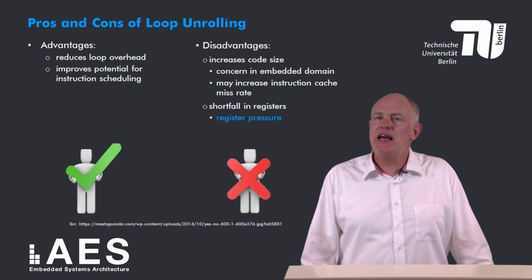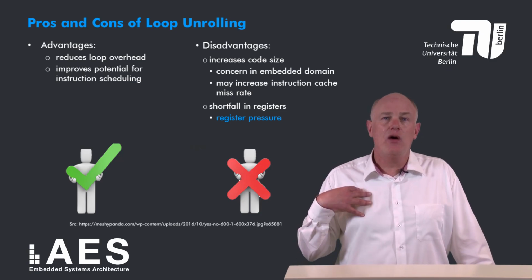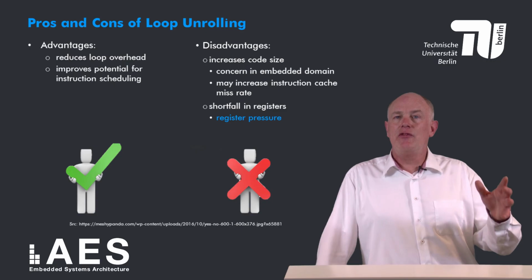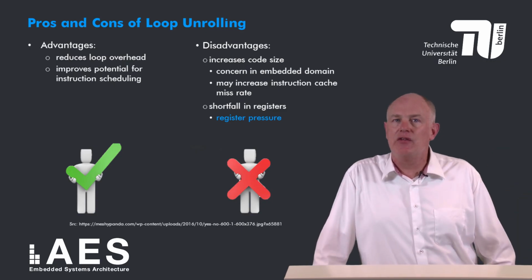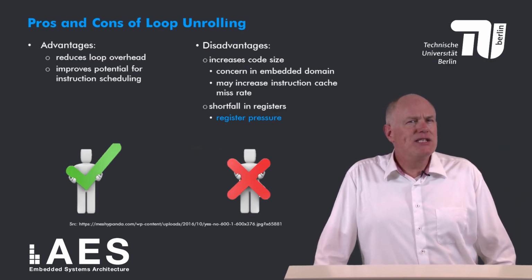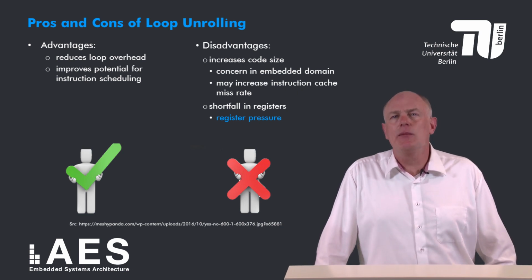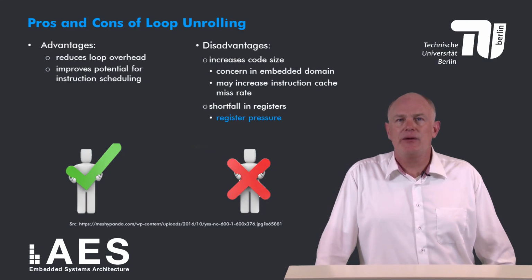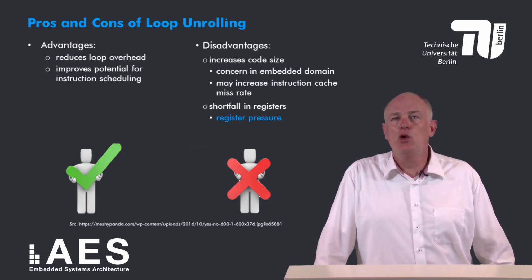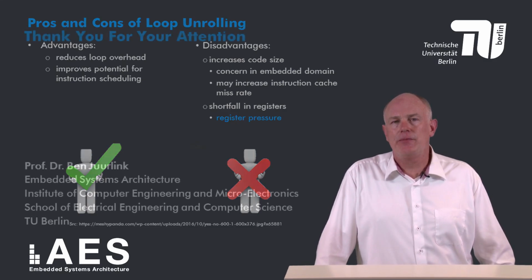Another potential disadvantage of loop unrolling is that we, or the compiler, may run out of registers to keep all intermediate results. The number or percentage of registers needed to keep all intermediate results is sometimes termed register pressure. It's another reason why loop unrolling should not be overdone.